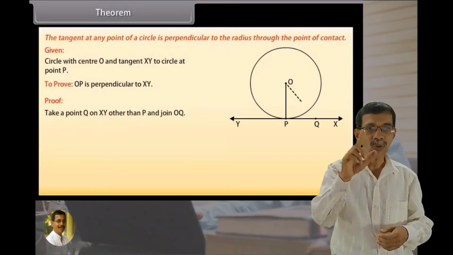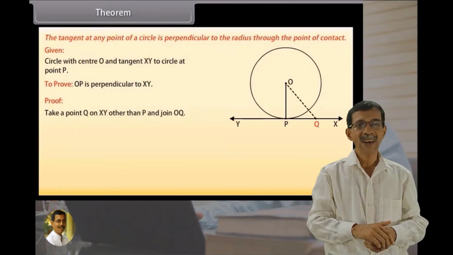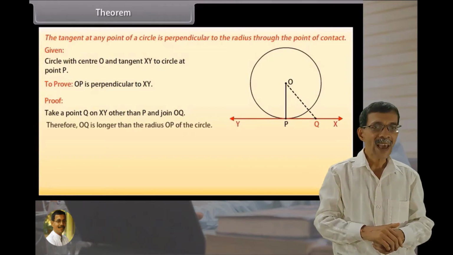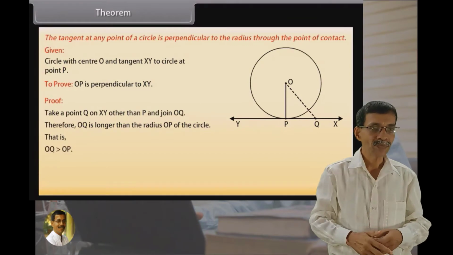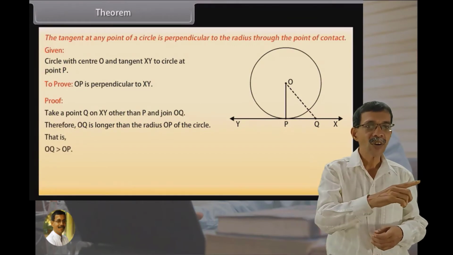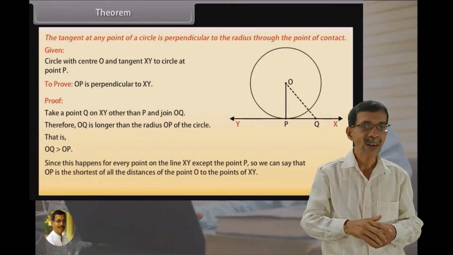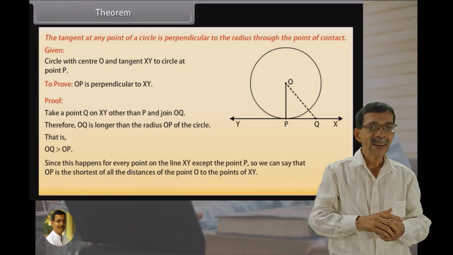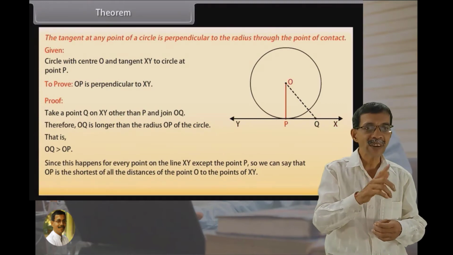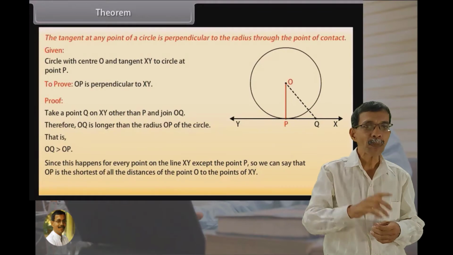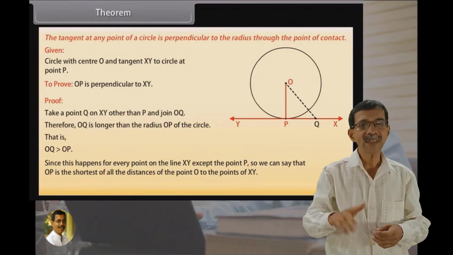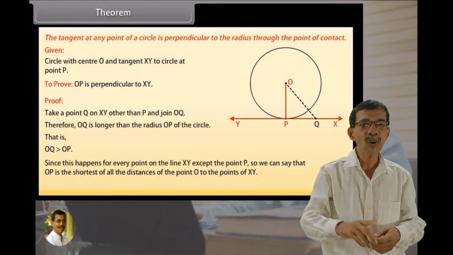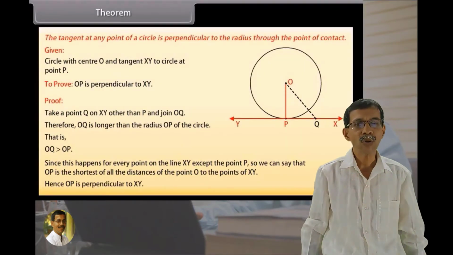So then join OQ. You will find that the length OQ is always greater than OP. So if you continue this on the entire tangent XY, you will find that this length will always be greater except at point P. So we find that OP is the shortest distance and therefore OP is perpendicular to XY.